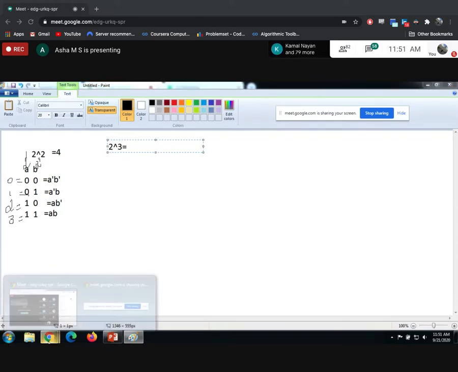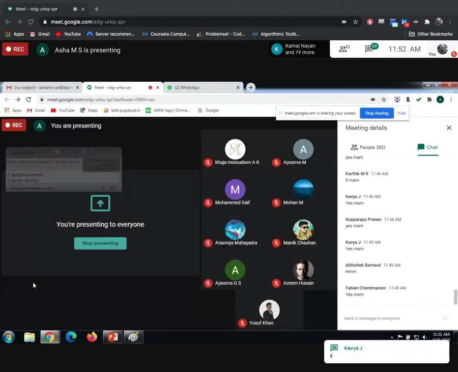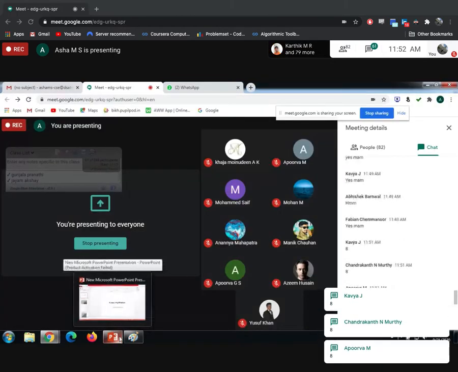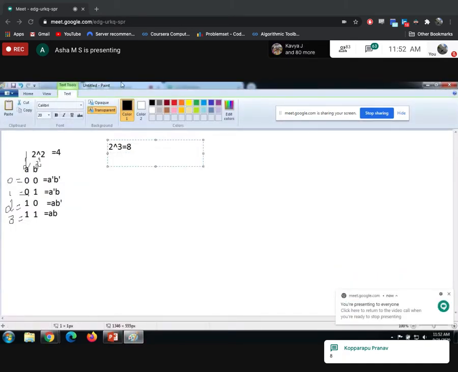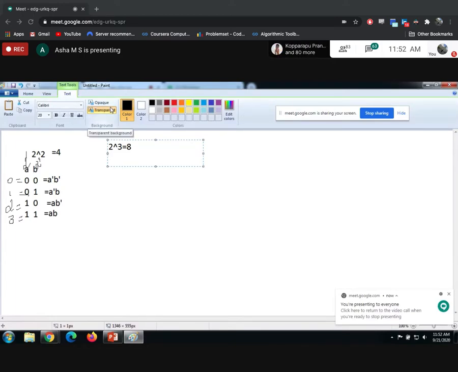How many combinations will you get? You will get 8 combinations. So how to represent that? F of A comma B comma C. This is the way we are going to represent it in terms of functions.